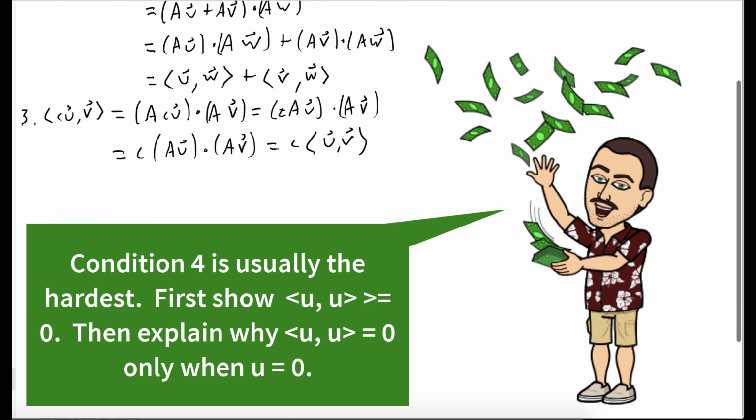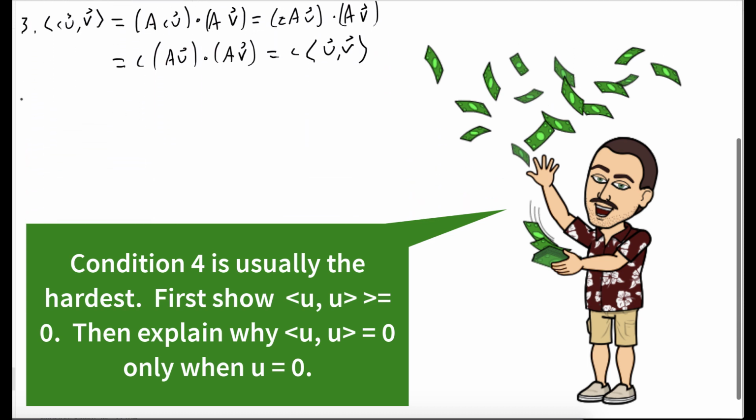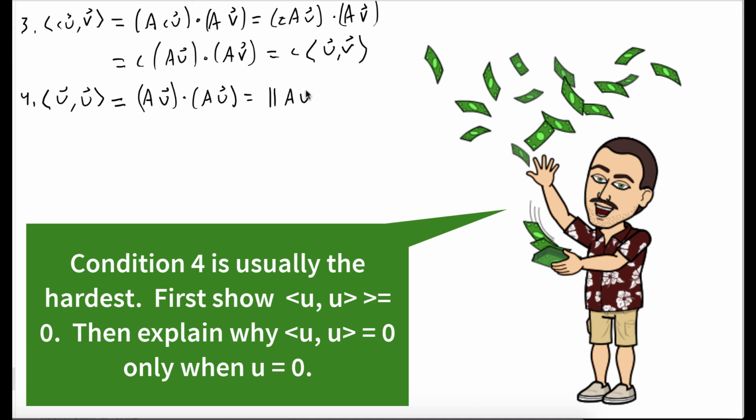Now the last one is the hardest one. We all agree with this. We need to show that u times itself is greater than or equal to 0 for all u. And in the case when u times itself equals 0, we need to show that only could happen when u equals 0. So u times itself is Au dot Au, which is the magnitude of Au squared, which we know is greater than or equal to 0.